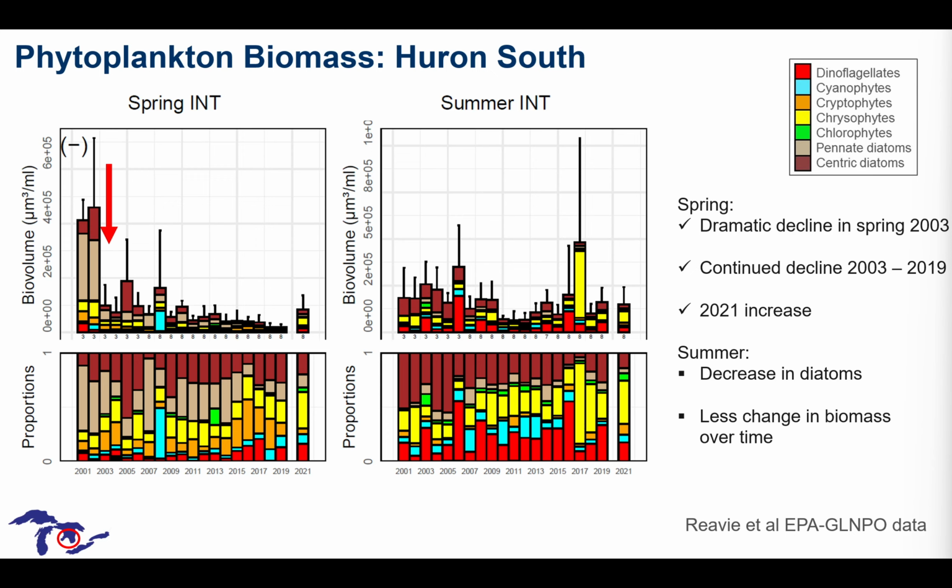And this is the same for the southern basin. So there's 6 stations in the north, 6 stations in the south. But really consistent since that time period.